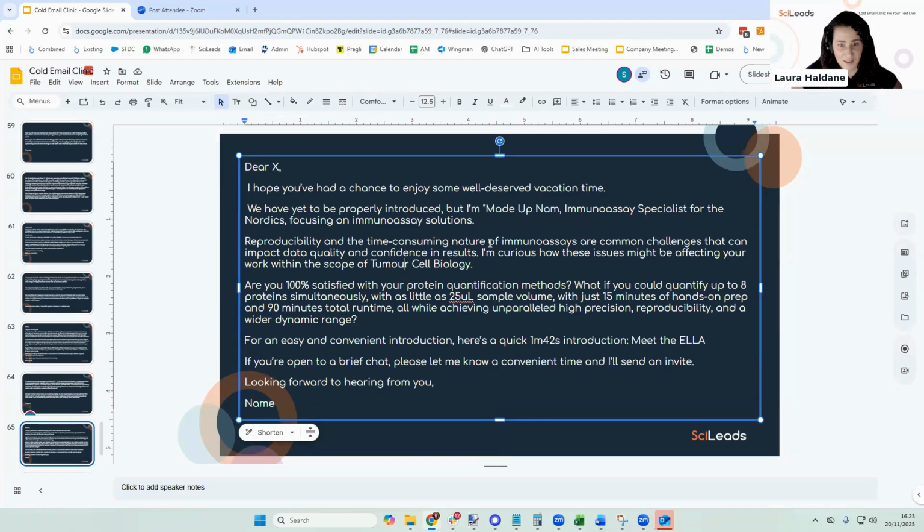That's cool. Reproducibility. Are you 100% satisfied? They're getting a bit salesy now. So for me, it would be a bit more clear about what you actually do. If you're open to a brief chat, please let me know a convenient time and I'll send an invite. Do you see now why I get annoyed?